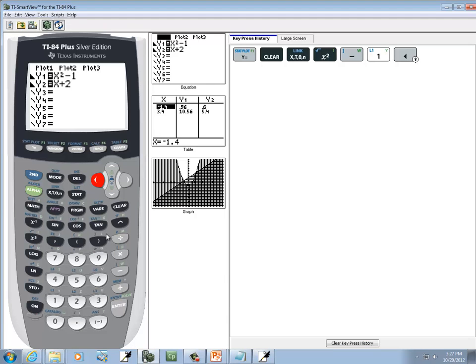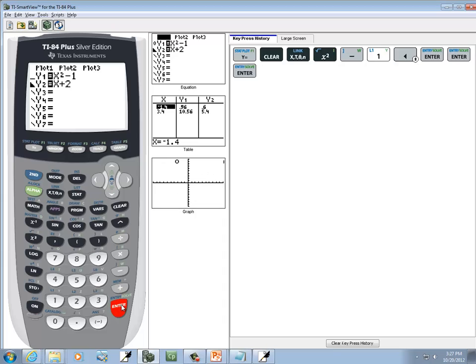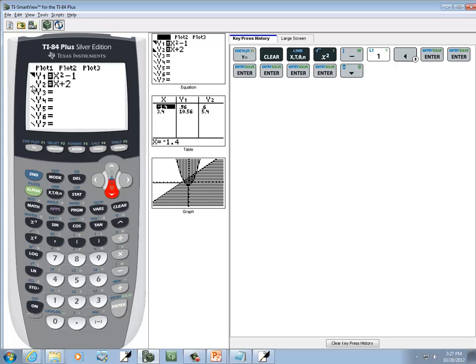And upper right-hand triangle. There's our upper right. This one's going to be lower left. I'm already set up that way, so I'll leave it as is. But again, if you're not, you would keep pressing enter until you cycle to what you want.